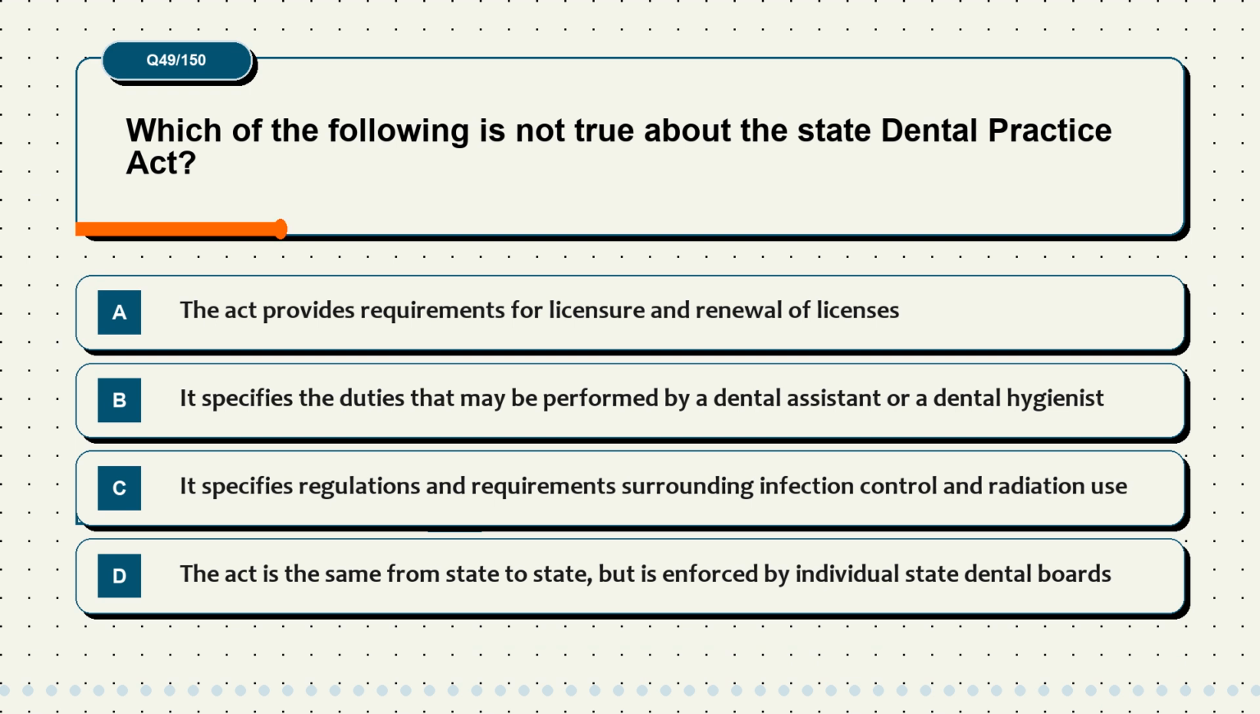Here are the options. Option A, the Act provides requirements for licensure and renewal of licenses. Option B, it specifies the duties that may be performed by a dental assistant or a dental hygienist. Option C, it specifies regulations and requirements surrounding infection control and radiation use. Option D, the Act is the same from state to state, but is enforced by individual state dental boards.